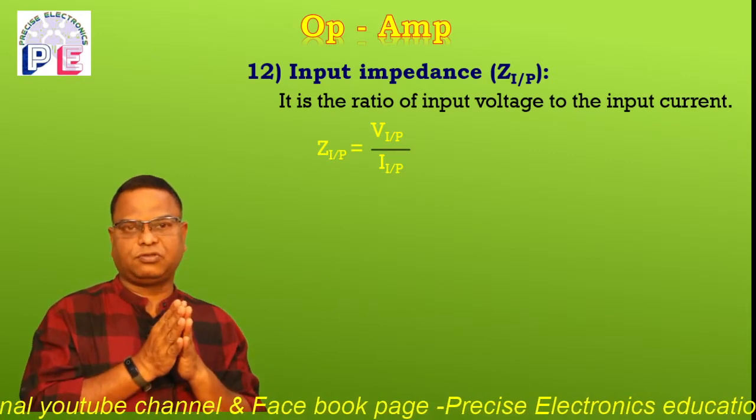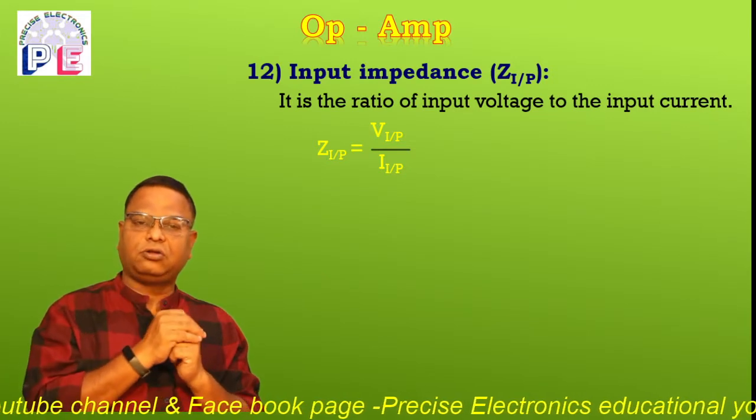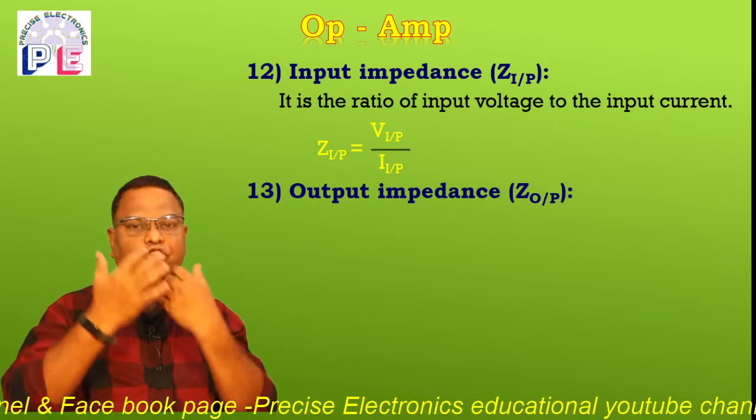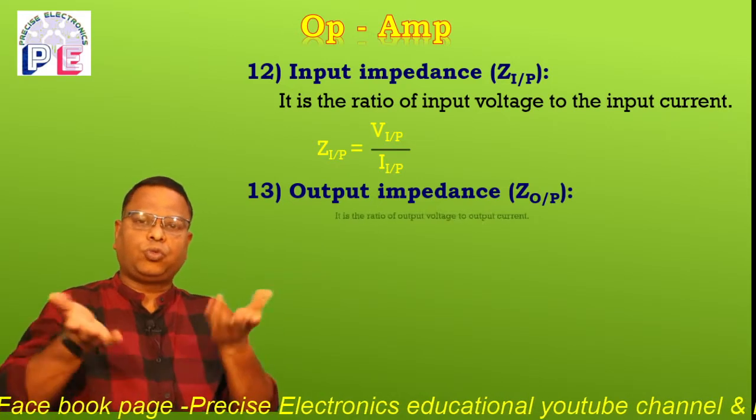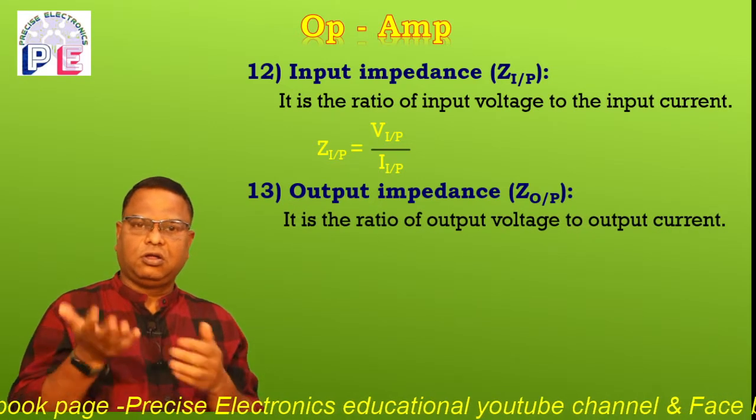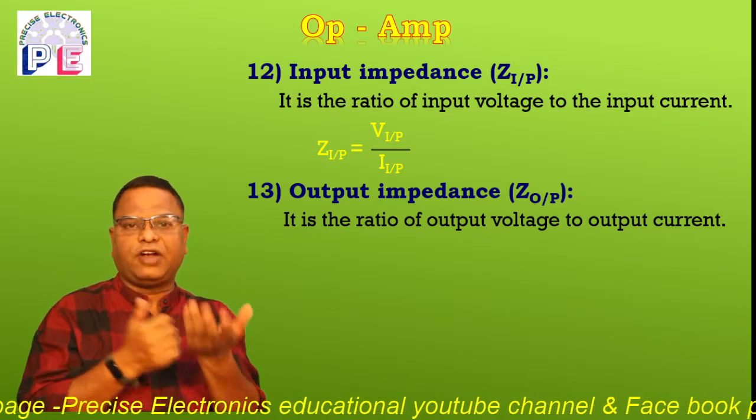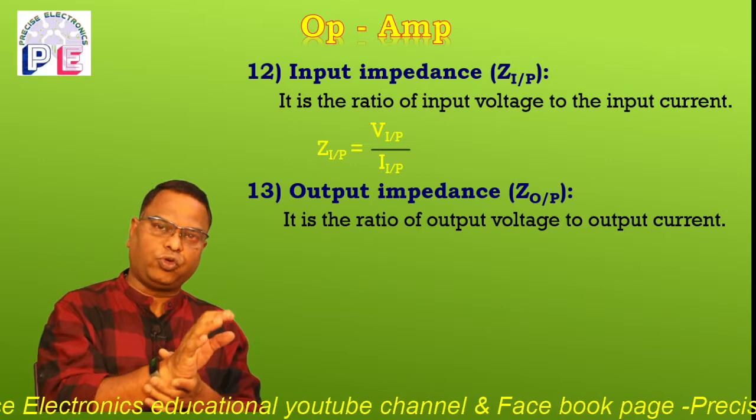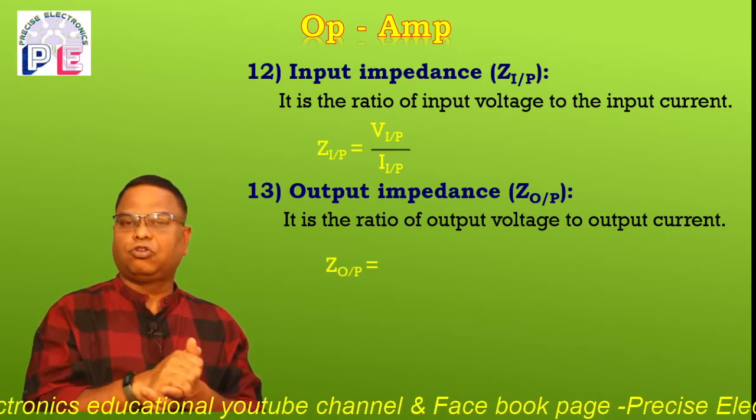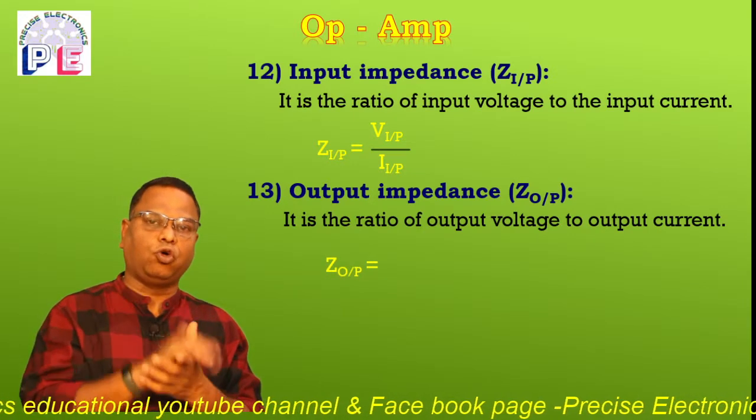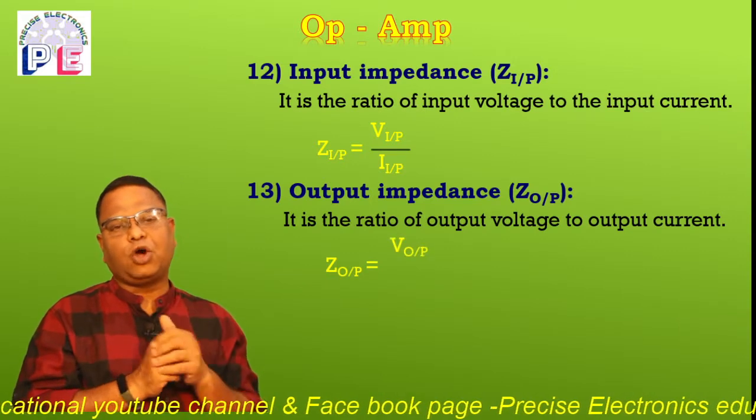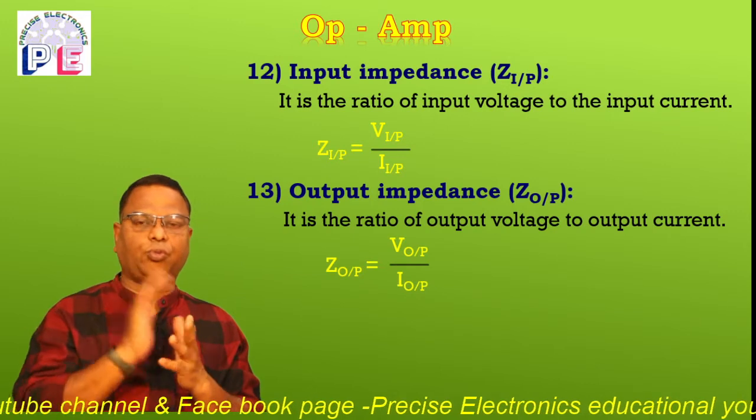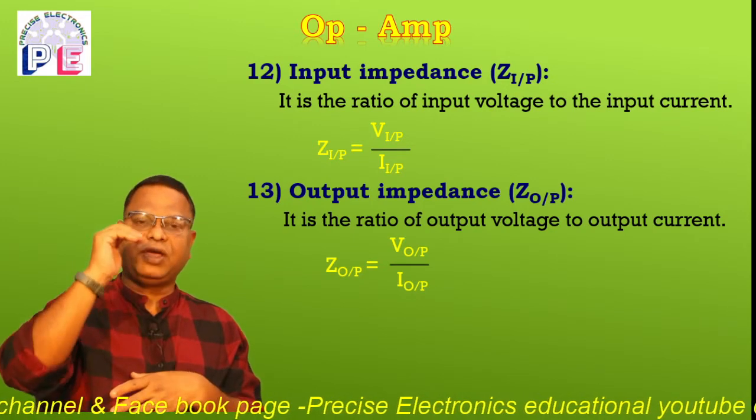Next parameter, obviously, is output impedance. It is the ratio of output voltage to output current. Very simple, by using Ohm's law we find the output impedance. So Z output is equal to V output upon I output. And friends, the output impedance of an op-amp is very low.